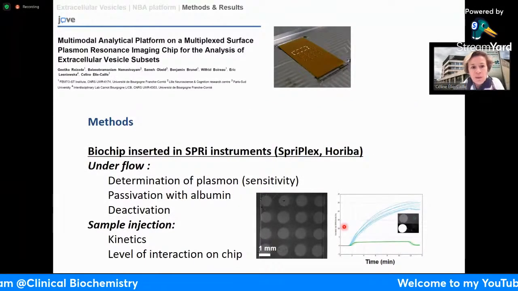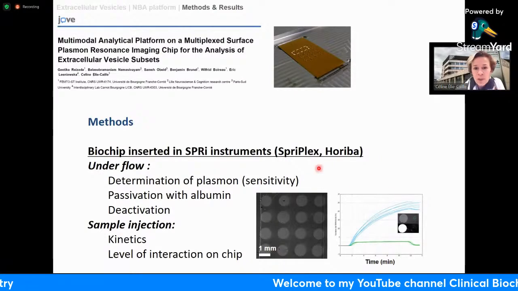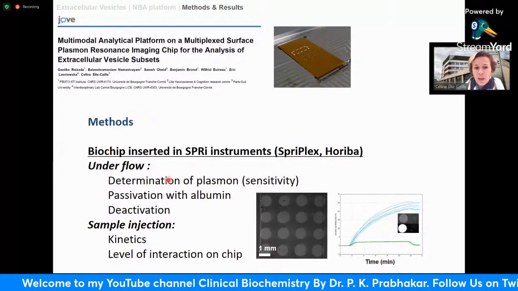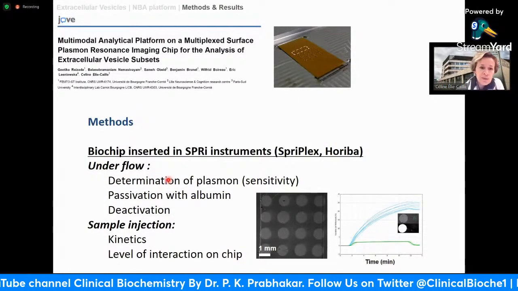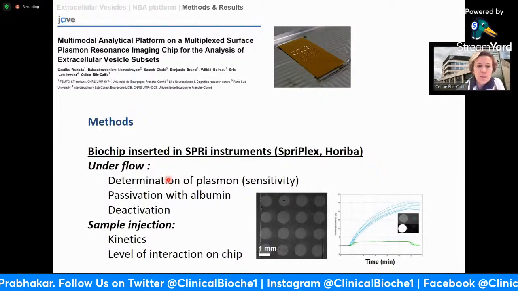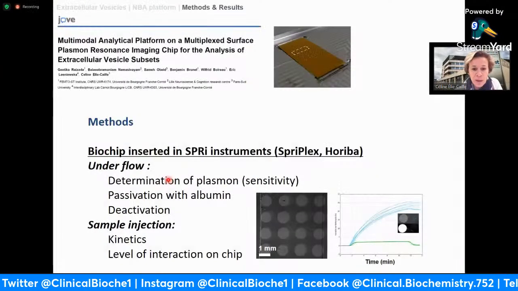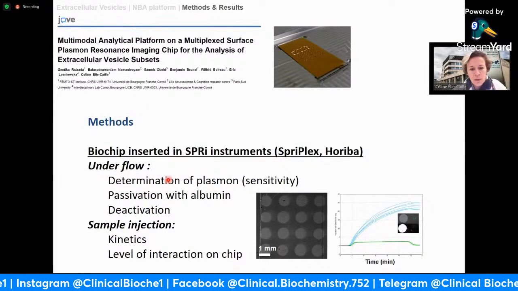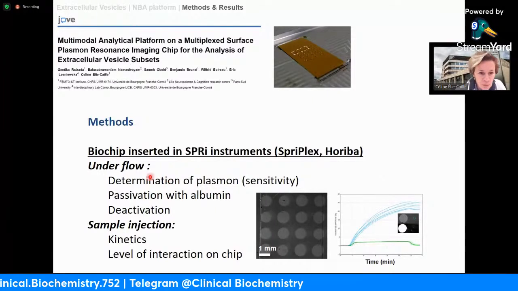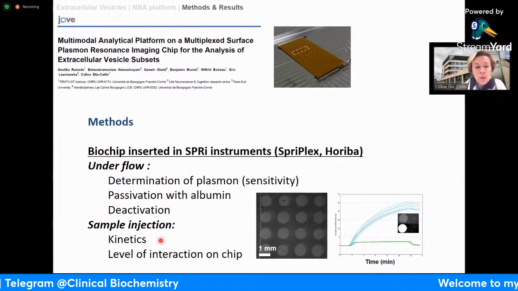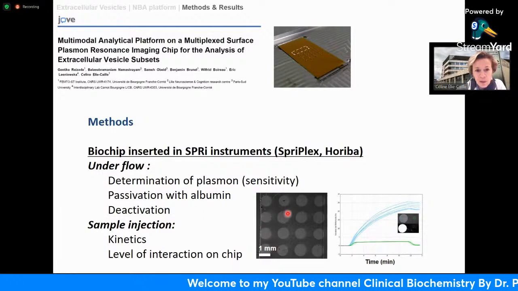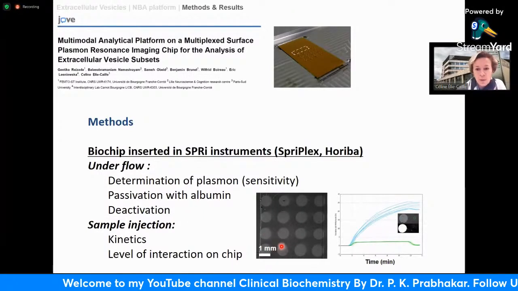We then insert this prepared biochip into the machine. So we use the SPRi system from Horiba. And under a flow, we had to determine the best position and angle for sensitivity. And we then launched the last step of preparation of the chip, doing a passivation of the chip with albumin in order to passivate the surface between the different spots, and then a deactivation of that function. Then we can go for sample injection. So it's either extracellular vesicles directly or eventually different molecules we need to capture on the chip.